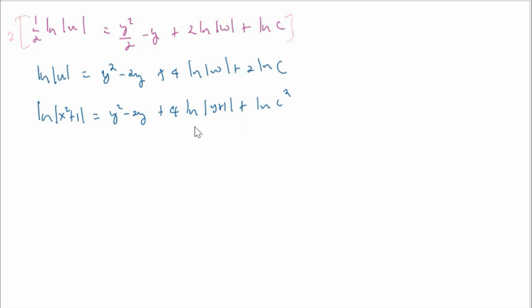Now after that, we are going to combine the second term and the last term using the properties of natural logarithm. So I will rewrite this one first as ln of the absolute value of x squared plus 1 is equal to y squared minus 2y plus 4 ln of the absolute value of c squared times y plus 1. So we applied the product rule for the properties of natural logarithm. So we have now the final answer: ln of the absolute value of x squared plus 1 is equal to y squared minus 2y plus 4 ln of the product of c squared and y plus 1.